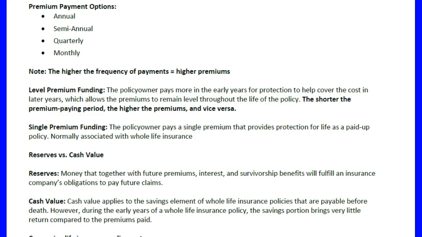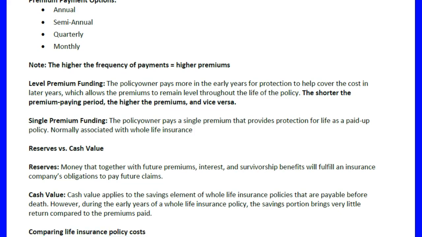It's like housing. You pay more insurance in the beginning and then you pay less insurance in the end. Single premium funding: the policy owner pays a single premium that provides protection for life as a paid-up policy, normally associated with life insurance.